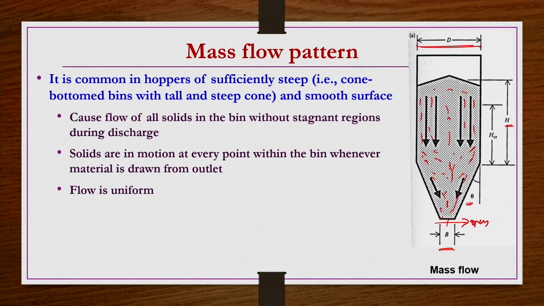In general, what will happen if you do not have complete mass flow is that you may not have a uniform flow rate at different intervals. Whereas in mass flow pattern bins, if the mass flow pattern is developed, then the flow would be uniform irrespective of the time, except for the initial time that is required to develop the steady state. Mostly the flow would be of a uniform nature.